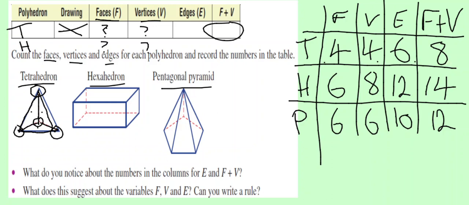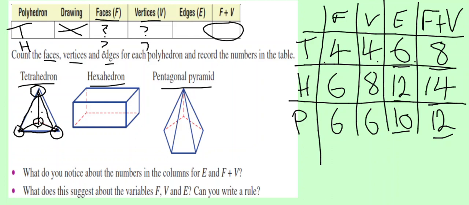Now, I'm not going to go through each one because that's going to take too long. Hopefully you've got these same ones. So the hexahedron has 6 faces, 8 vertices, 12 edges, and then the pentagonal pyramid has 6 faces, 6 vertices, 10 edges. Now when you add these up, look at the totals. So you've got 8, and 14, and 12. And what do you notice each time? Each time you add the faces and the vertices together, it is 2 more than the edges, or the number of edges is 2 less than the total number of faces and vertices. So that's where we get Euler's rule.